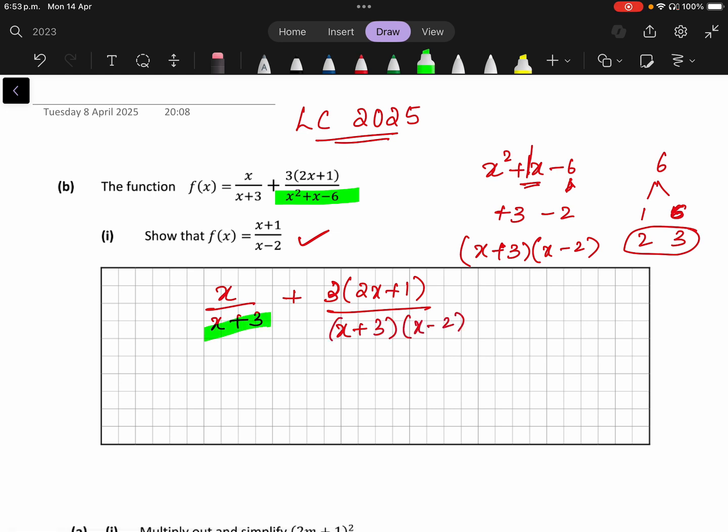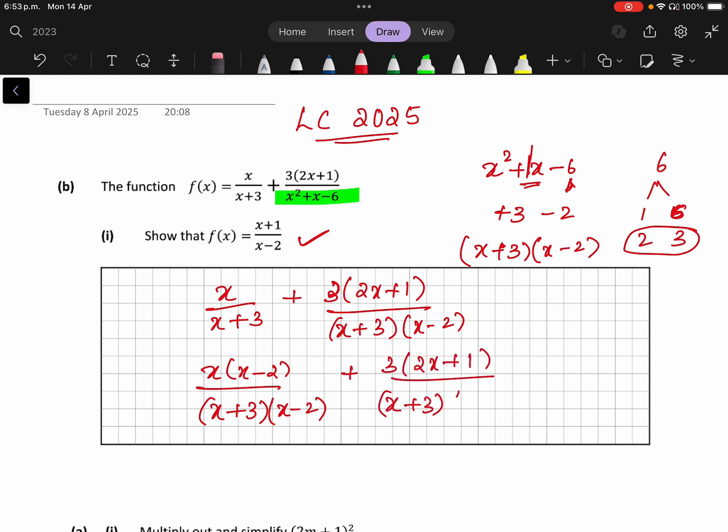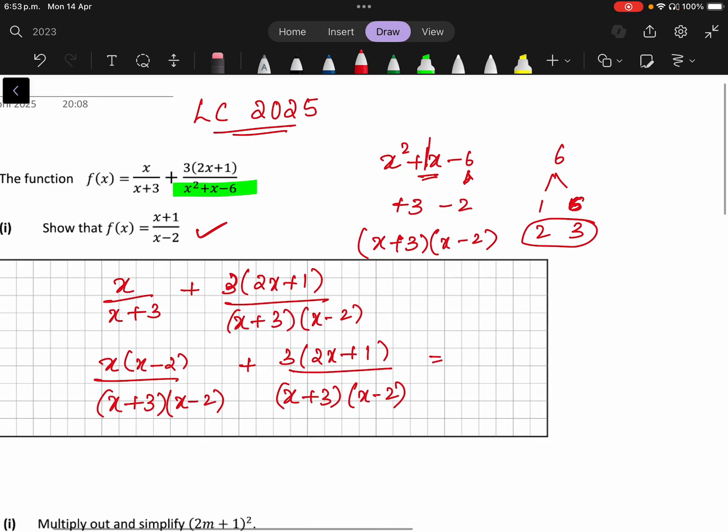Now you see that there are two terms which are equal in there. The next step is to make the denominator the same, only then can you add the fractions. So you multiply the first one by x minus 2. That will become x times x minus 2 divided by x plus 3 times x minus 2, plus 2x plus 1 divided by x plus 3 times x minus 2. Since the denominators are the same, you can simplify this as x into x minus 2 plus 2x plus 1, divided by x plus 3 times x minus 2.